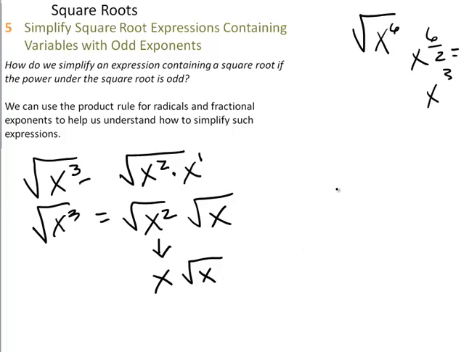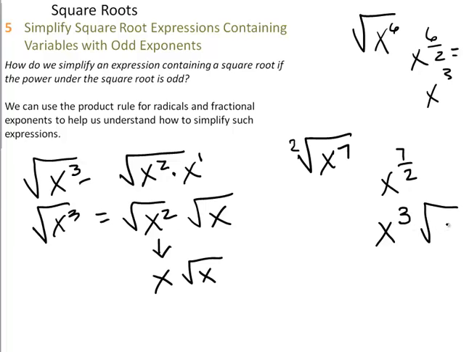Now, there's a slightly easier way to do this, and it involves our old friend short division. If I have this, and remember I have a secret 2 here, this is the same as x to the 7 over 2. Well, 2 goes into 7 3 times with 1 left over.